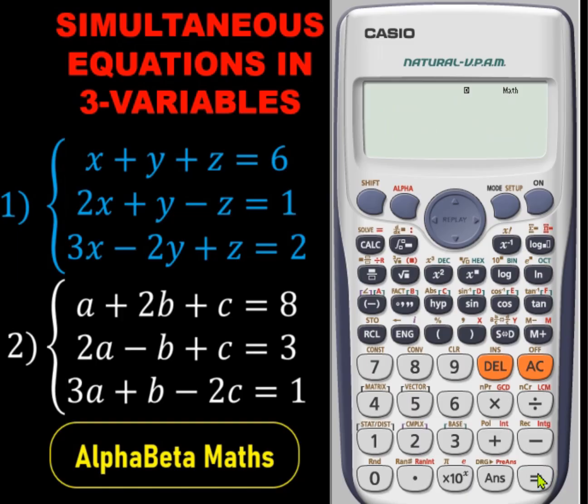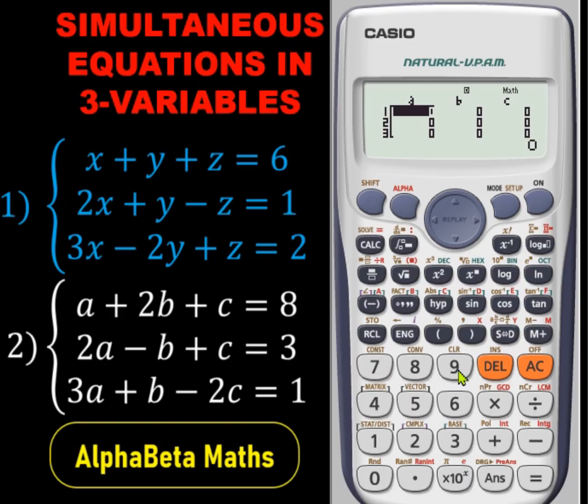So when we are done, then we use the equal to sign, and press the equal to sign again. So the value for x is 1, the value for y is 2, and the value for z is 3. Then we press on the equal to again. Now if you want to move on to the next question and you want to clear everything, you also press on the AC.